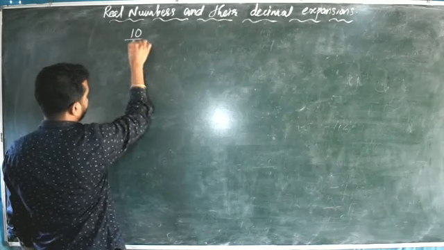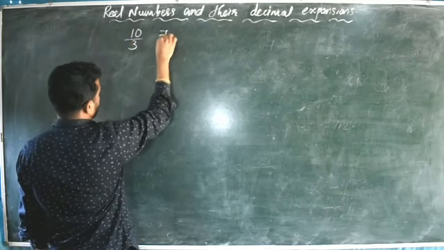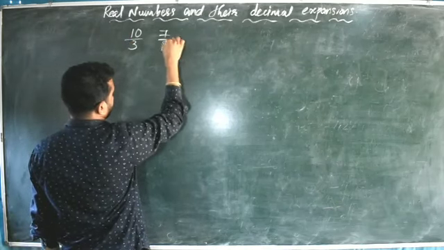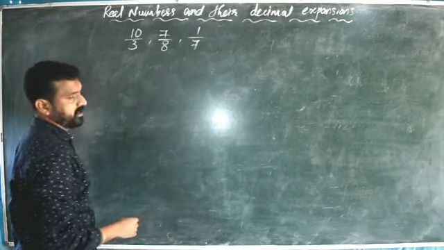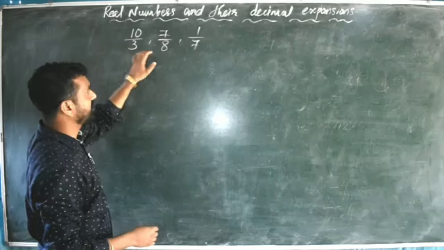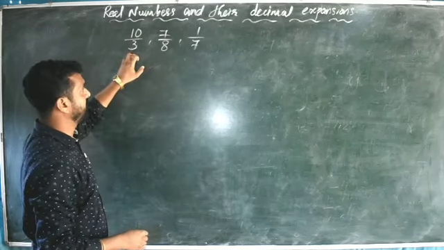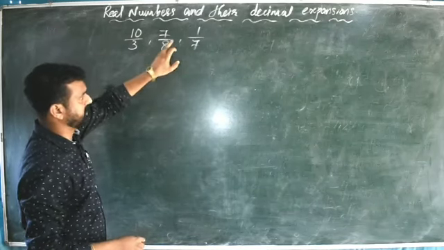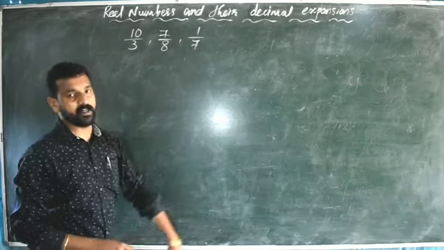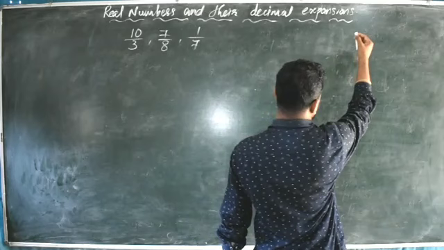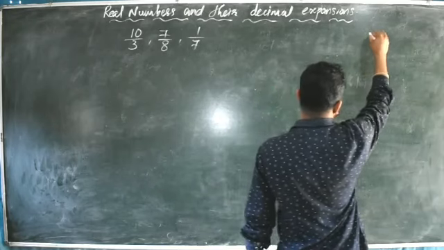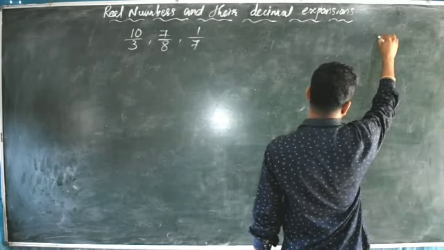Let's see the decimal expansions of 10 by 3, 7 by 8 and 1 by 7. 10 by 3 is a rational number, 7 by 8 is a rational number, and 1 by 7 is also a rational number. So first we will divide, then only we will get the decimal expansion of these rational numbers.